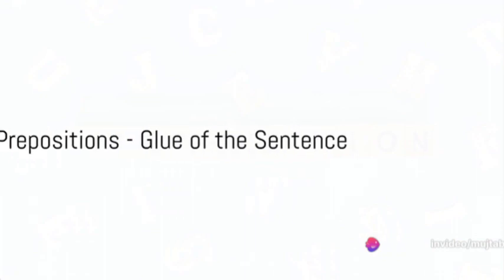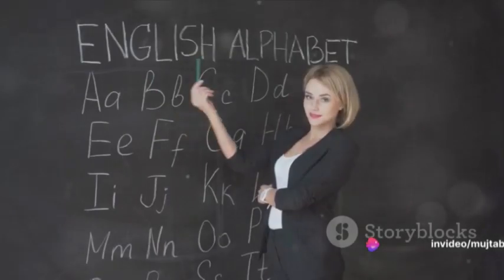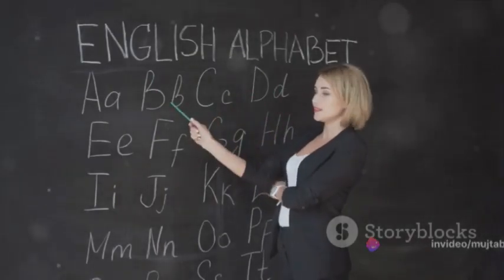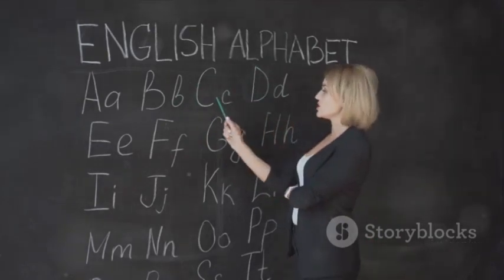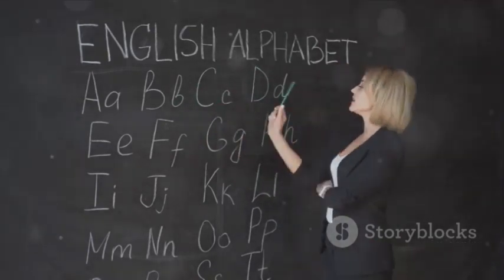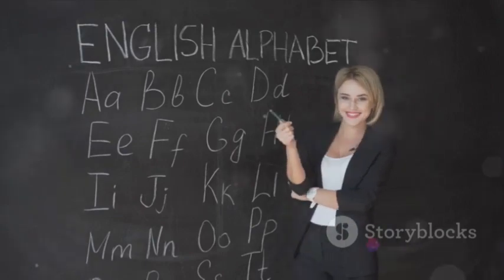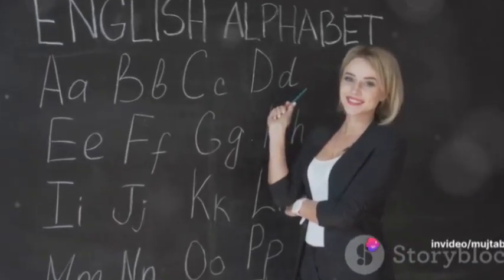Prepositions show relationships between other words in a sentence. They're like the glue that holds a sentence together. Words like in, on, at, from, and with are prepositions helping to create clear, connected thoughts.